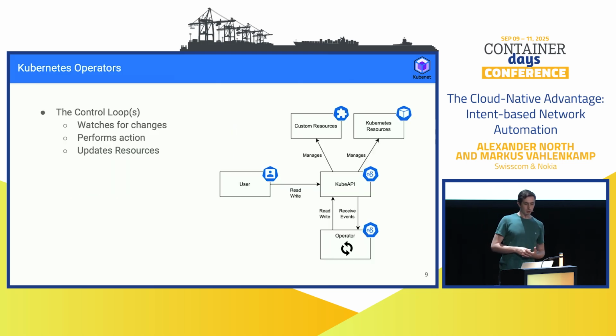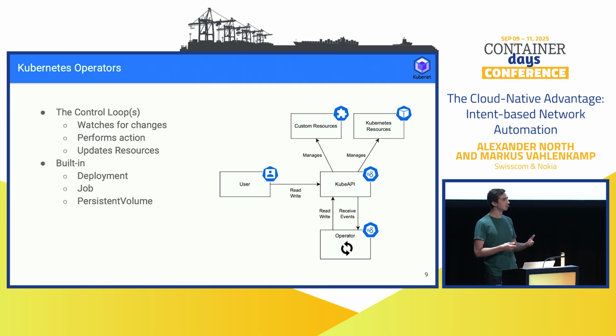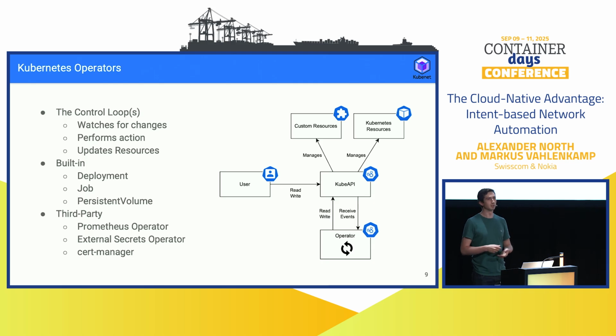It does this through a control loop. And this control loop registers with the Kube API and asks to watch for specific resources. It then will perform actions to move the state of the system from the current state into the desired state. And finally, it will update the resources to reflect the state that we're currently in. There are some built-in operators that you may have come across, deployment, job, persistent volume operators, for example, as well as some third-party tools that are quite popular, for example, Prometheus operator, external secrets operator, and cert-manager.